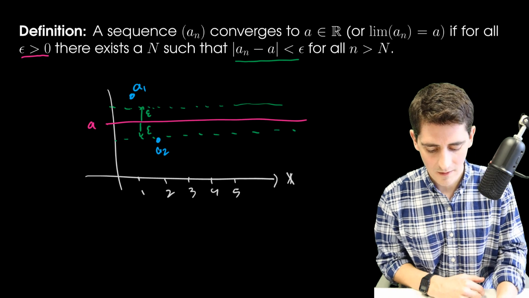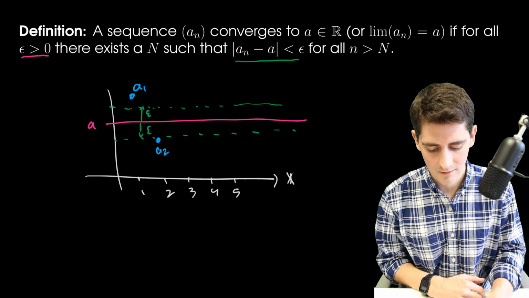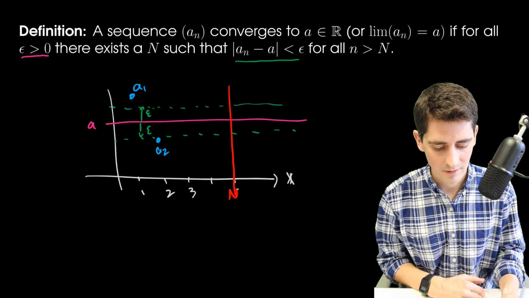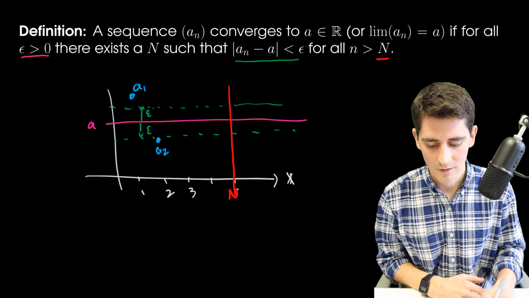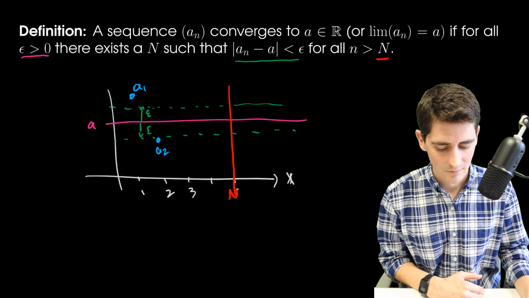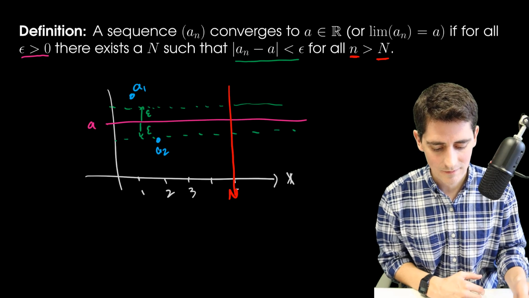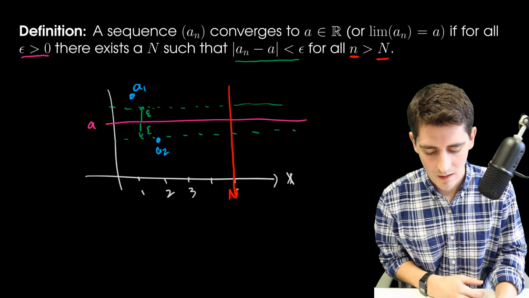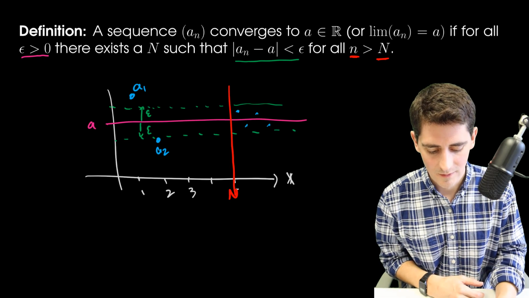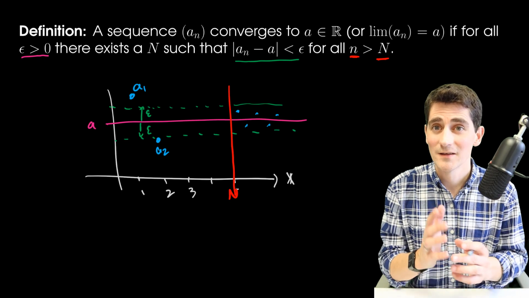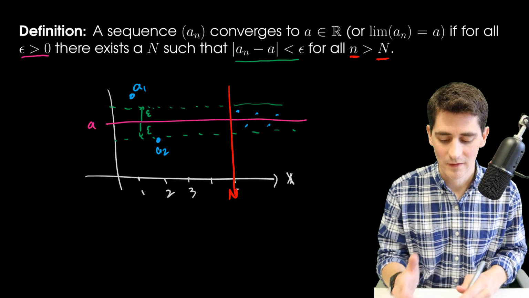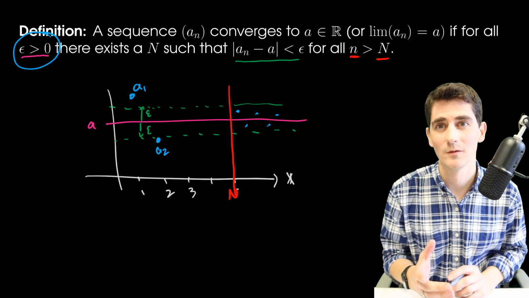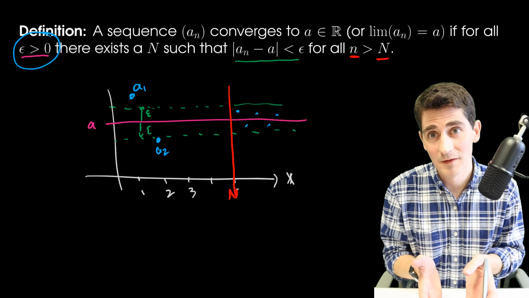That n value may be way down the line, but eventually we get to capital N. Capital N is the indicator that once I get past capital N, for all n past capital N, all my sequence terms are going to be inside this bandwidth. Now that's true for this one epsilon, but to show convergence, this has to be true for any epsilon. So we did it for this epsilon, and we found the N that we needed.